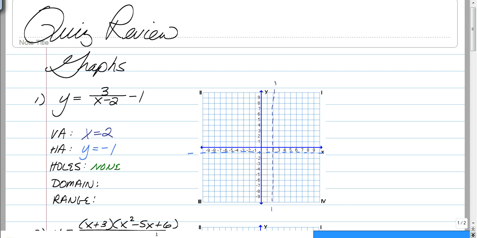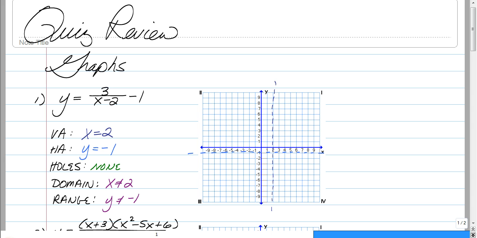So you have to remember, your domain is always going to be x cannot equal any vertical asymptotes or any x coordinates of holes, but since we don't have any holes, we don't have to write anything for that. And our range is y cannot equal any horizontal asymptotes or any y coordinates of holes. Since we don't have any hole, it's just y cannot equal negative 1. So that's it. You've answered all the information.